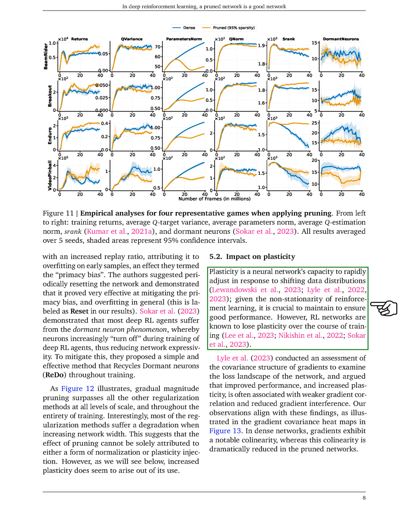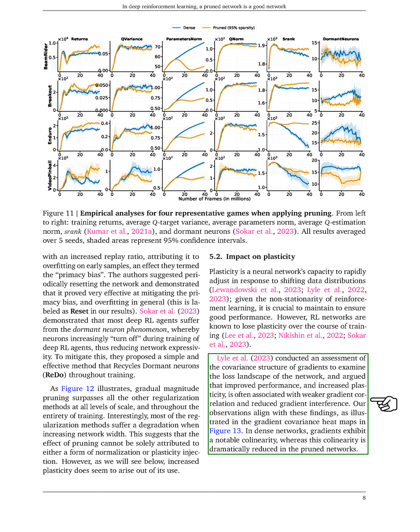Adaptability, or plasticity, is crucial for a neural network's ability to adjust quickly to changes in data distributions, especially in the non-stationary environment of reinforcement learning. Yet, reinforcement learning networks tend to lose this adaptability over time. We examined the structure of gradient covariance to understand the network's loss landscape better and found that improved performance and increased adaptability are often linked to less gradient correlation and reduced interference. Our observations, supported by gradient covariance heat maps, show that in denser networks, gradients tend to align closely, whereas this alignment is much less in pruned networks, indicating a reduction in gradient interference.